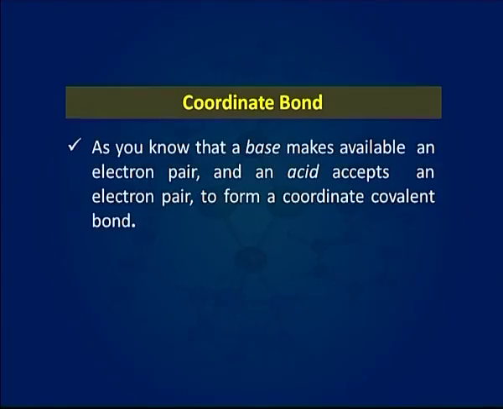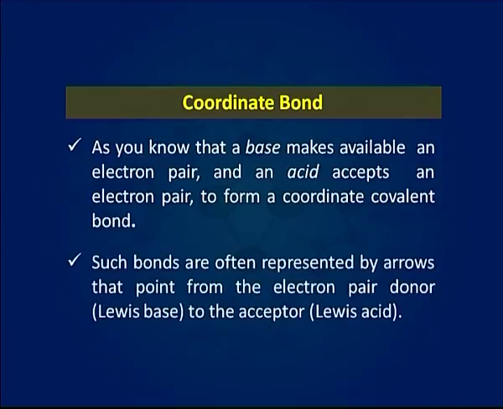To understand coordination compounds, it is necessary to have an idea of coordinate bond. Coordinate bond is similar to covalent bond with some differences. As you know that a base makes available an electron pair and an acid accepts an electron pair to form a coordinate covalent bond. Such bonds are often represented by arrows that point from the electron pair donor, that is Lewis base, to the acceptor, which is known as Lewis acid.